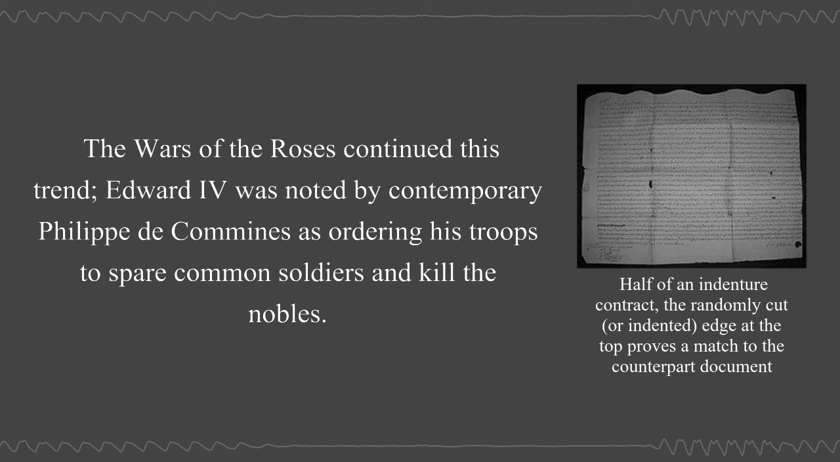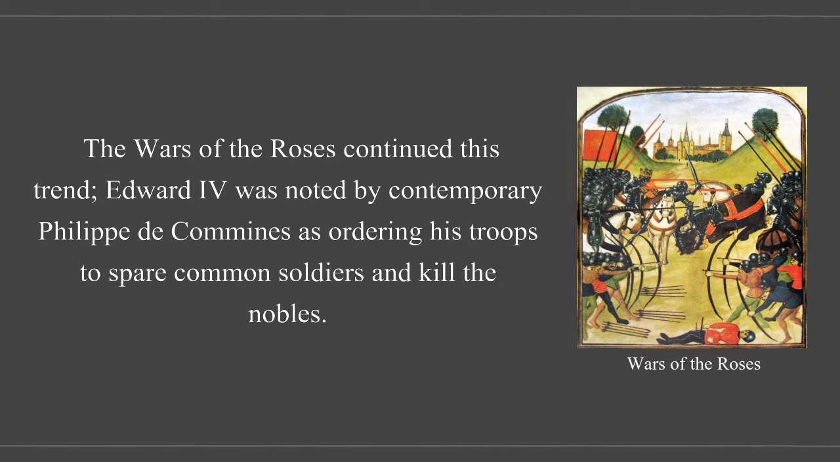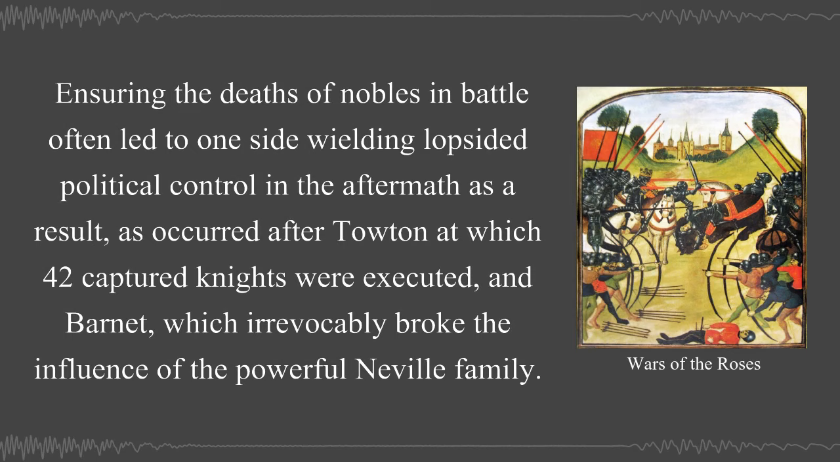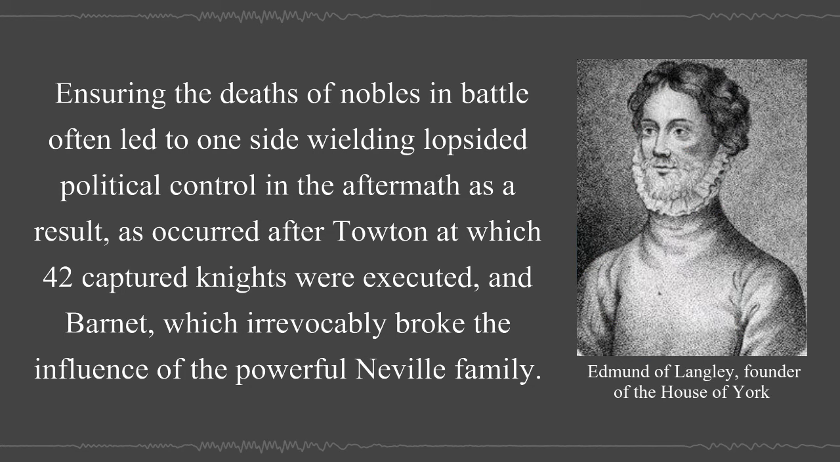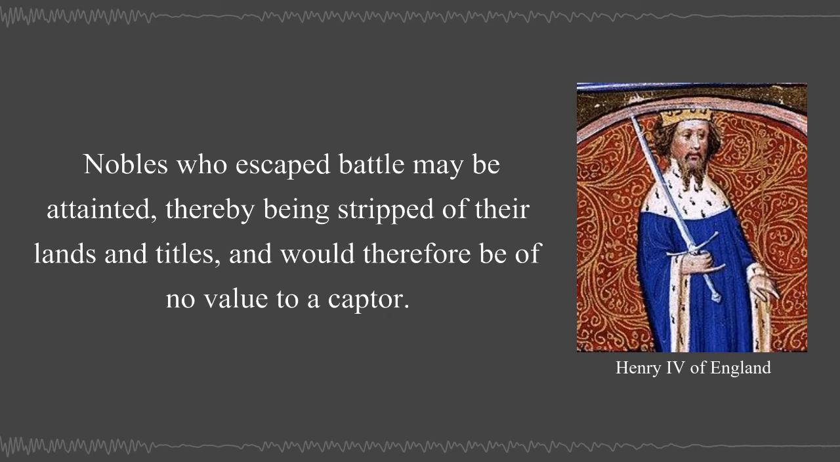Edward IV was noted by contemporary Philippe de Comines as ordering his troops to spare common soldiers and kill the nobles. Ensuring the deaths of nobles in battle often led to one side wielding lopsided political control in the aftermath as a result, as occurred after Towton, at which 42 captured knights were executed, and Barnet, which irrevocably broke the influence of the powerful Neville family. Nobles who escaped battle may be attainted, thereby being stripped of their lands and titles, and would therefore be of no value to a captor.